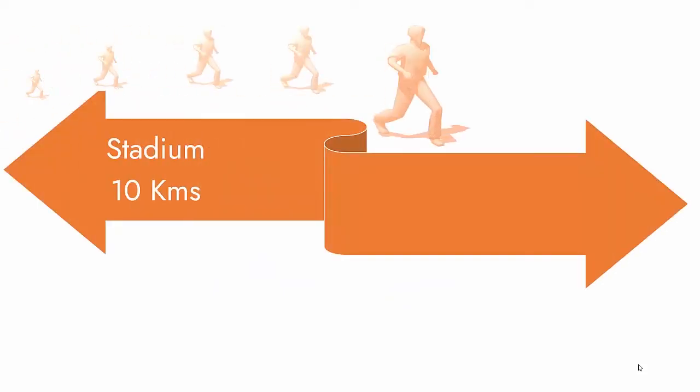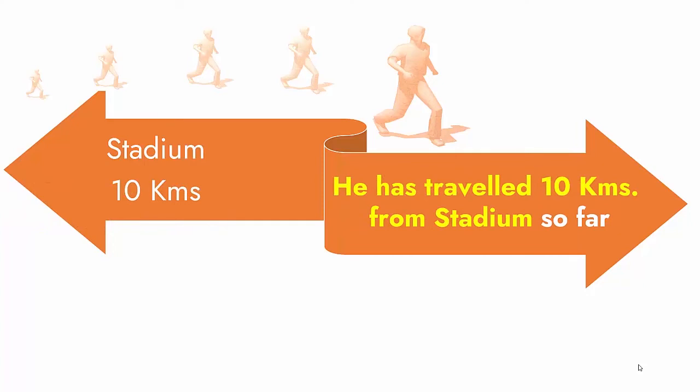And see an example here. He has traveled 10 kilometers from stadium so far. Look at the time expression "so far," which is highlighted in white. So have/has usage is something to do with the time expression.